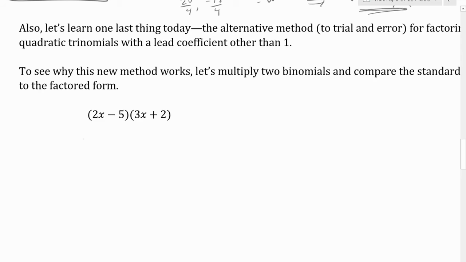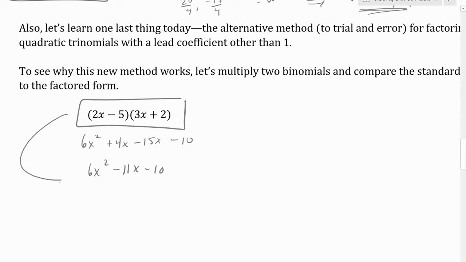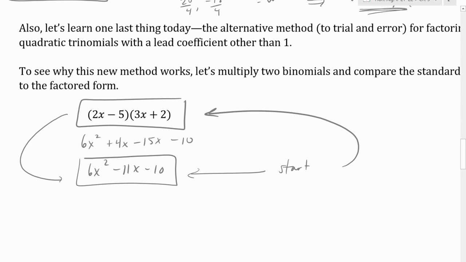So if I'm going to distribute the 2x, distribute the negative 5, and put it back. Oops, I got an 11 right there. Okay, so this and this are equivalent. What you've been doing here lately is starting here and going to there. So you're trying to get in factor form, and we've been trying, how do you multiply to get the 6x squared? How do you multiply to get the negative 10? Play with the numbers until the negative 11 shows up.